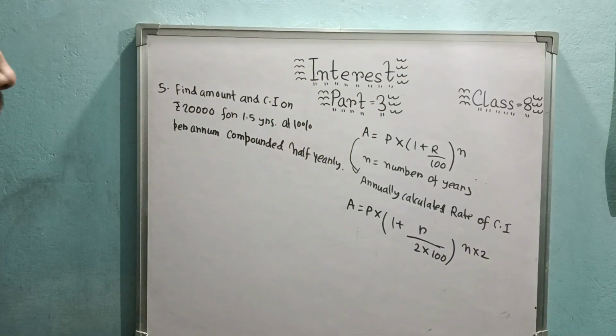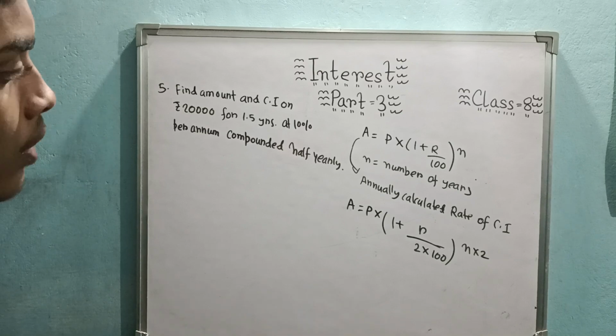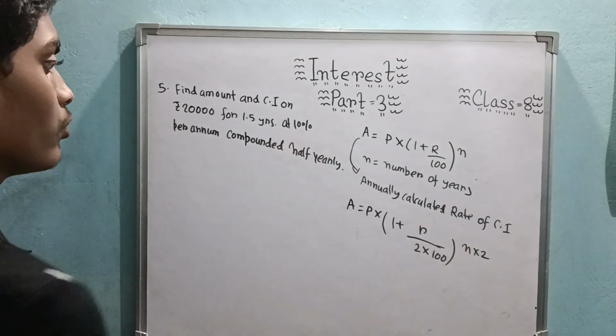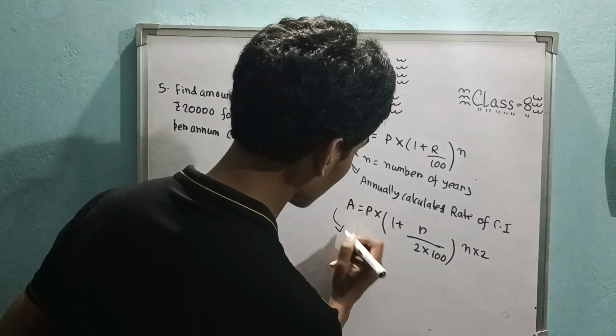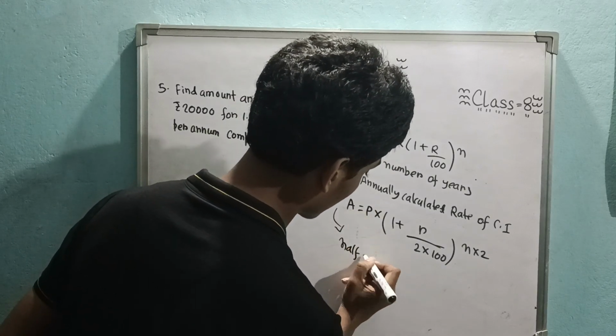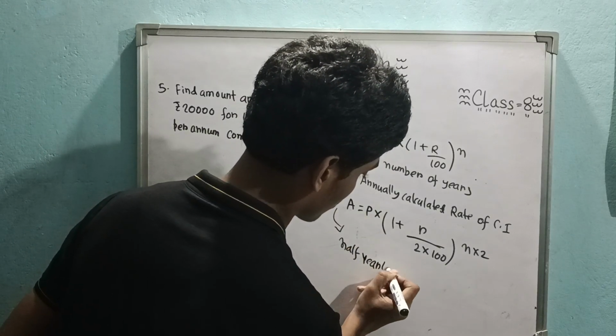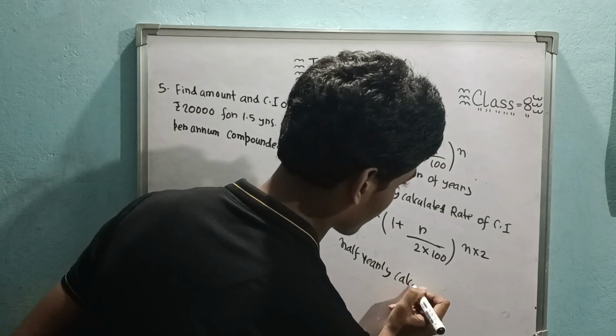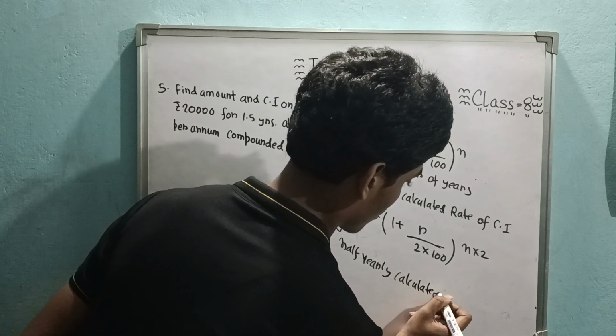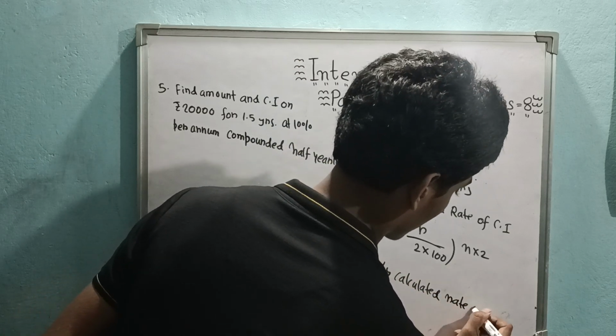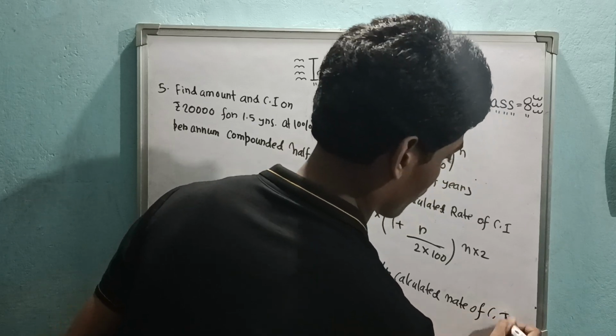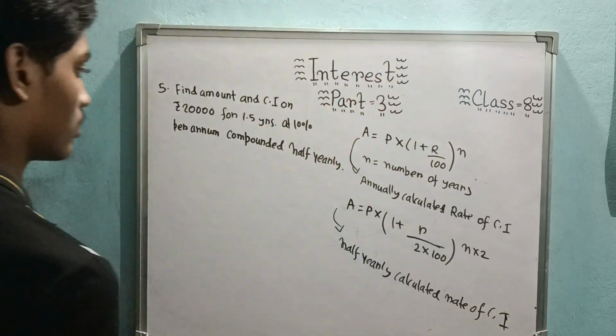Now what is the difficulty? Same as before, only r by 2 and n into 2. This one is for half yearly calculated rate of compound interest. Now let's get into our work.